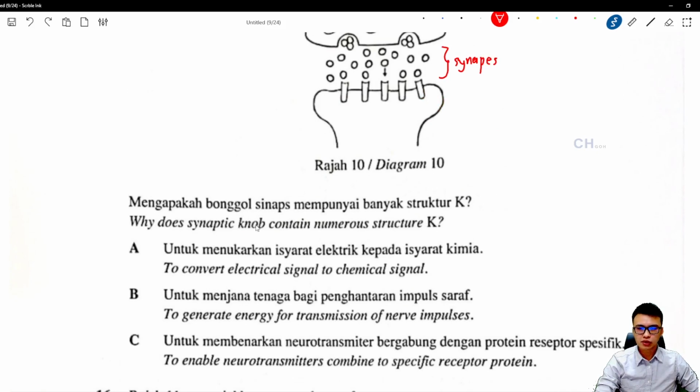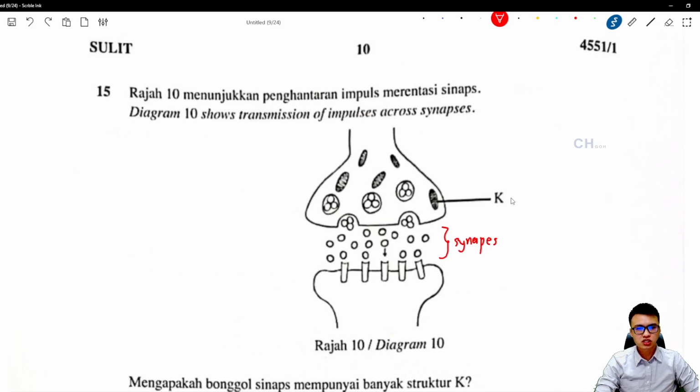Why does the synaptic knob contain numerous structure K? Okay, structure K is what? Structure K is the mitochondrion. Okay, mitochondria, of course, the only function is to provide the energy. Why do they want to provide the energy?